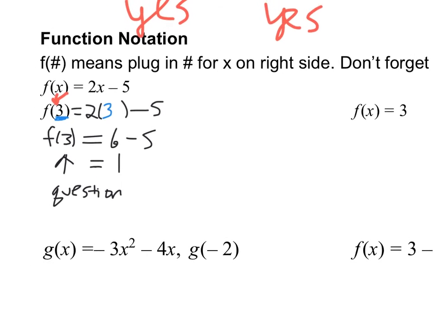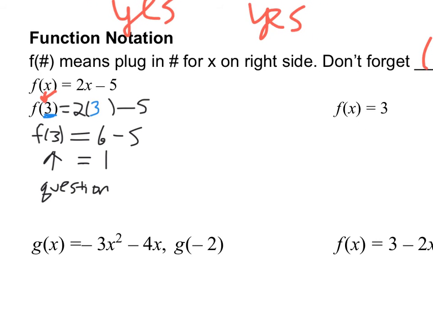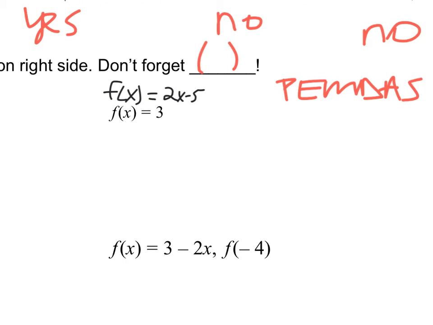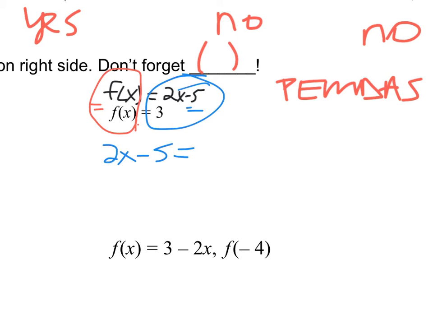So the difference of the next one is that I don't have something in the parentheses. So what I'm going to do is just rewrite my function over the question they're asking. Because now what do you notice when I put the function next to the question that they're asking? I notice that the left sides of these equations are the same, or equal. So if the left sides of the equation are equal, then that means that the right sides of the equations are equal. So 2x minus 5 equals 3.